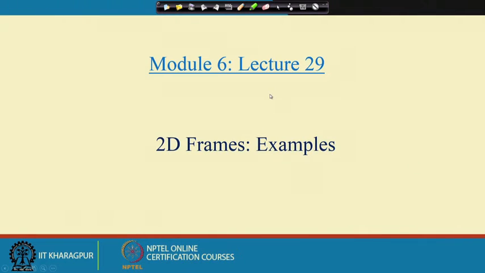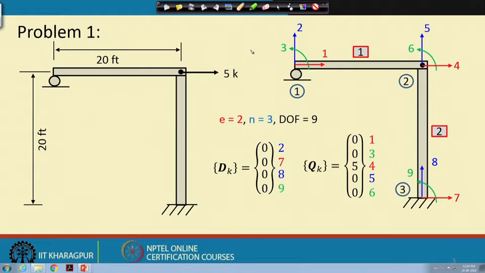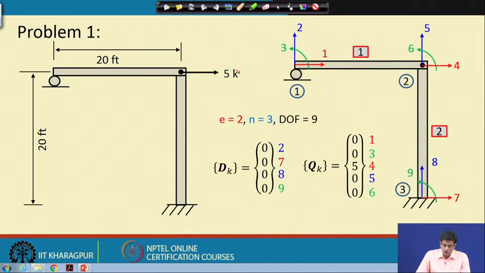We are discussing plane frame structures. In the last class we solved one example. This example is essentially a two-member plane frame. In this frame there is a horizontal load of 5 kilopound, and one end is fixed and the other end is roller supported.